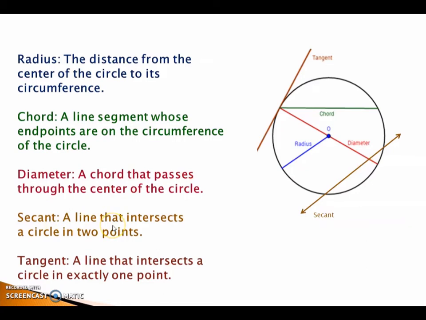Secant is a line that intersects a circle at 2 points. So any line that passes through the circle and intersects with it at 2 points is known as a secant. Tangent is a line that intersects a circle exactly at 1 point. So if you have a line that just touches the circle at a single point and the rest of the points are not on the circle, such a line is known as a tangent to a circle.